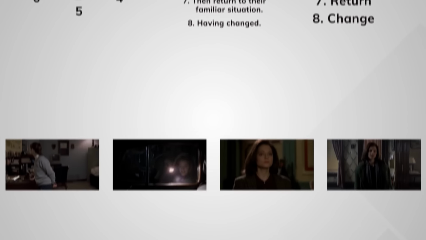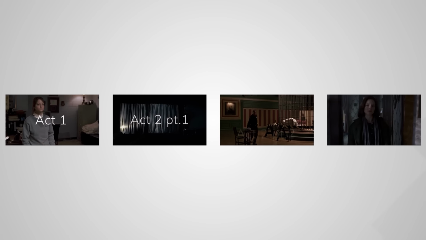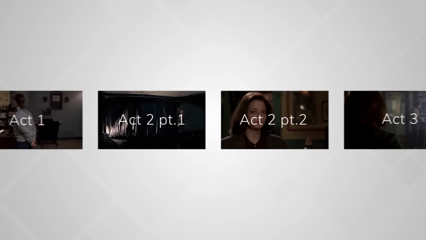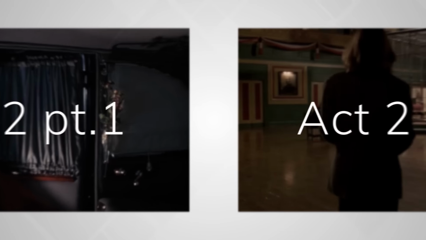To show how this works, we can now break down The Silence of the Lambs into 4 distinct parts: Act 1, Act 2 Part 1, Act 2 Part 2, and Act 3. Now we can analyze each of these sections of the story and see that you can use the story circle to identify how the story continues to build and move forward.